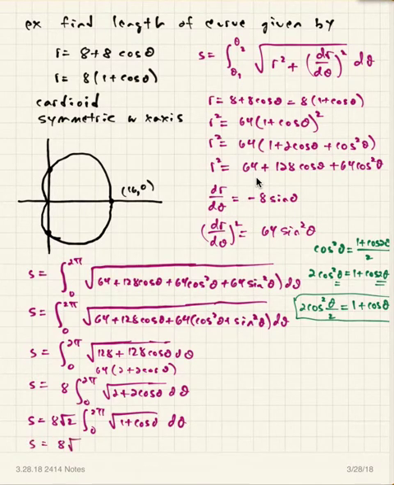So this would be 8 square root of 2 times the integral from 0 to 2 pi, like that. And then instead of the square root of 1 plus cosine theta, we have the square root of 2 cosine squared of theta over 2.